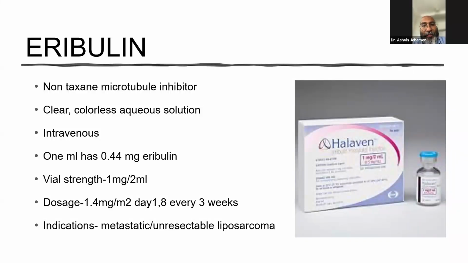The vial which comes is 1 ml, and that will have almost 1 mg per 2 ml. That is what the vial strength is. So per ml you will have 0.44 mg of eribulin, and the recommended dose is 1.4 mg per meter square on day 1 and day 8 every 3 weeks. It is indicated for metastatic or unresectable liposarcoma, but in breast cancer also we can use it. Next slide, please.